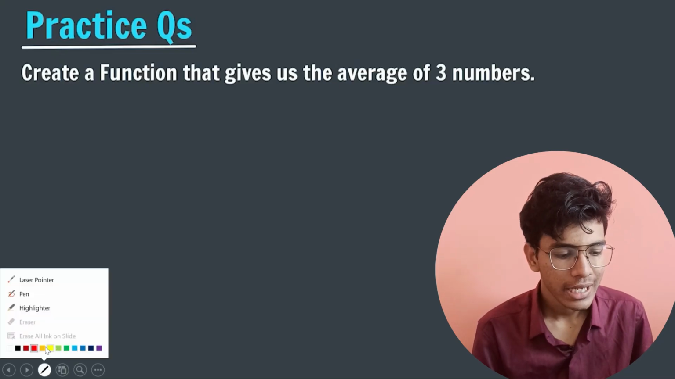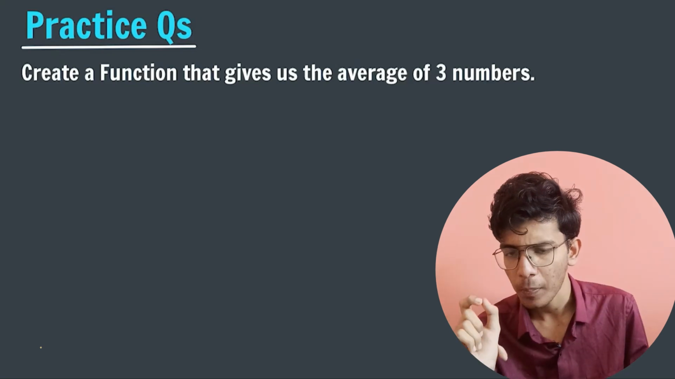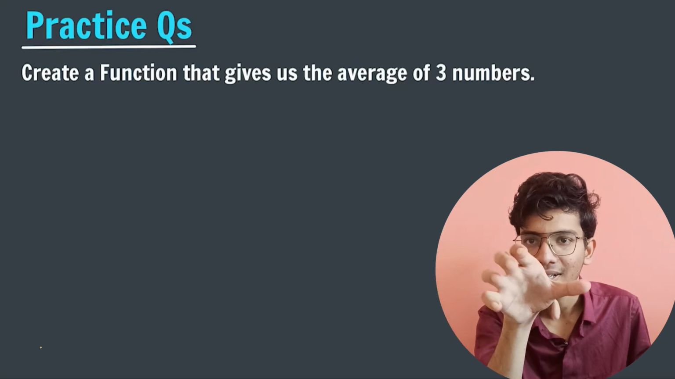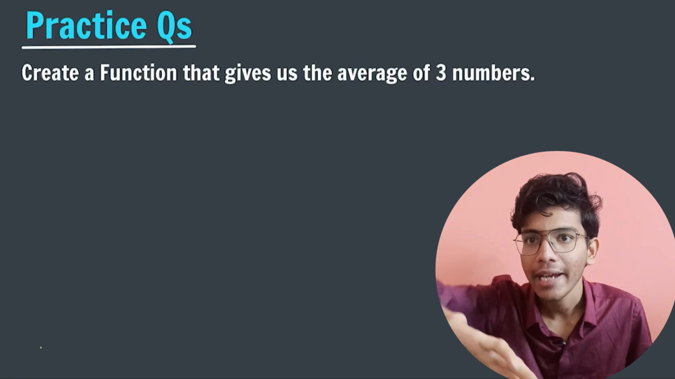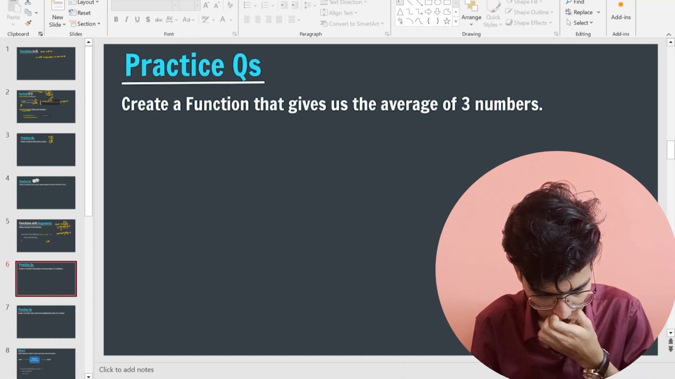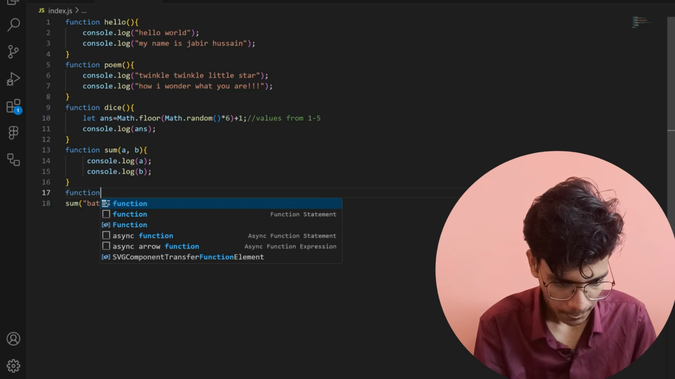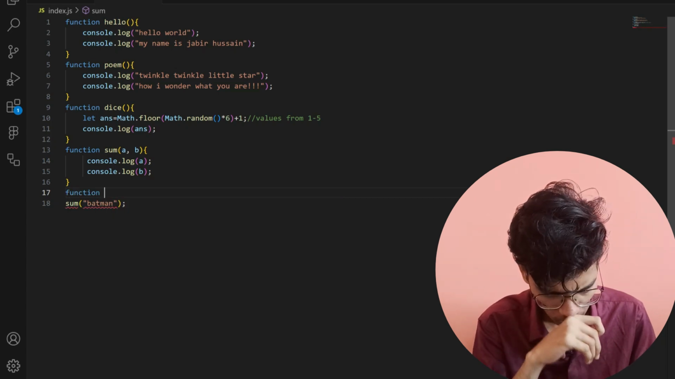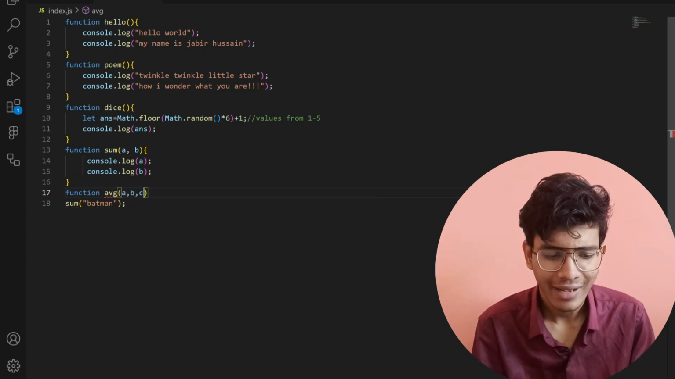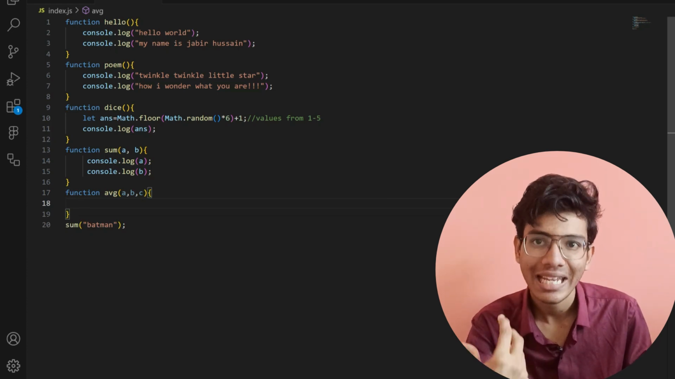In this question we need to create a function which will calculate the average of three numbers. So here I need to pass three input parameters, and after passing the three input parameters I will calculate the average, and after that I will print it. So let me do it. Okay, in the program I will give function average, and I will give three values a, b, c. Now I need to calculate the average of these three numbers.